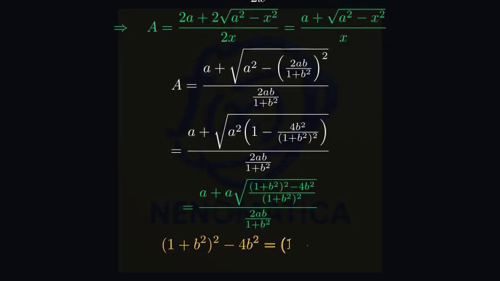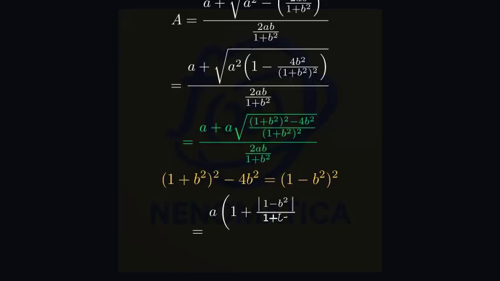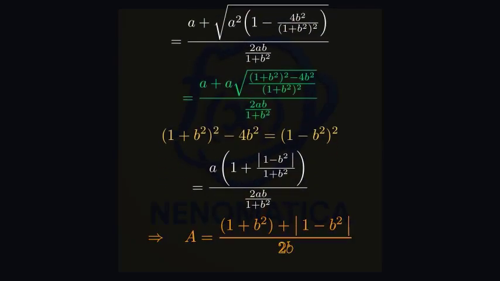Notice the identity. 1 plus b squared quantity squared minus 4b squared equals 1 minus b squared quantity squared. Therefore, the numerator becomes a times 1 plus the absolute value of 1 minus b squared over 1 plus b squared. Multiply numerator and denominator by 1 plus b squared to clear the small denominator. We get a equals 1 plus b squared plus the absolute value of 1 minus b squared all over 2b.